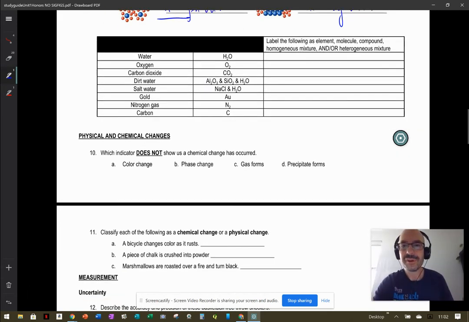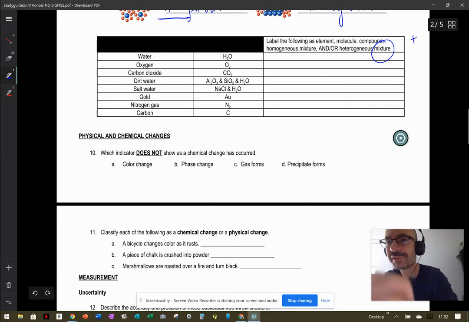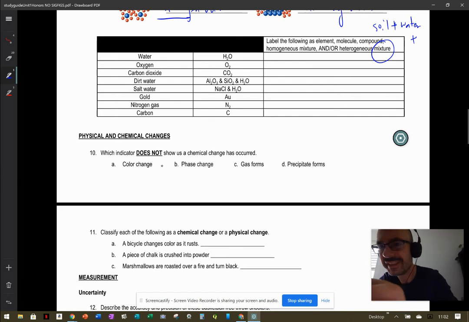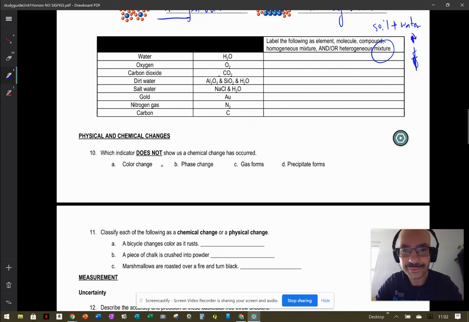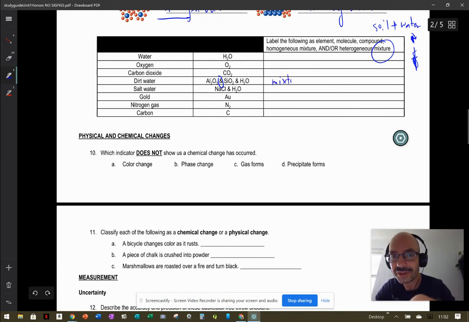On these, you need to label element, molecule, compound, homogeneous, or heterogeneous. So I'll tell you the hint. If there's a mixture, we're going to see a plus sign in between something like soil and water, or you'll see the ampersand. I can't draw it very well. It's like that and sign. Oh my gosh, I'm doing horrible. Here we go, here's an ampersand. So whenever you see those, it means it's a mixture. So right away, when I look at those, I'm going to go, okay, mixture. And same thing here, I'm going to go mixture.